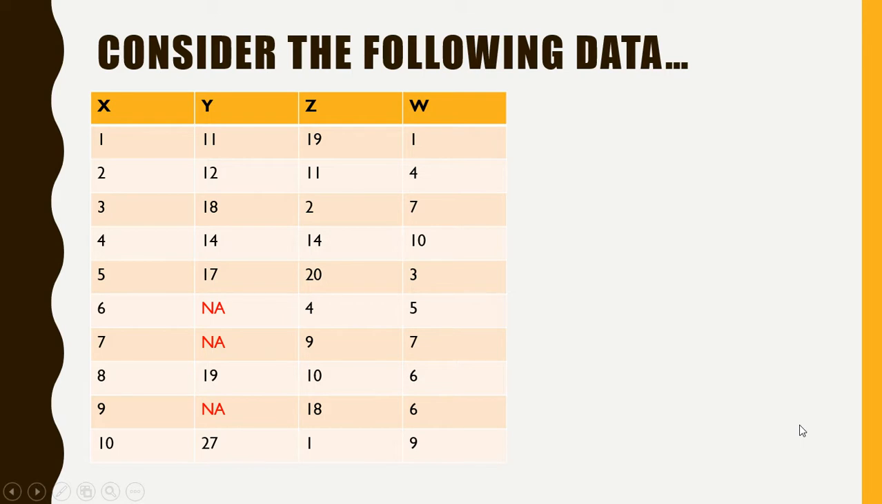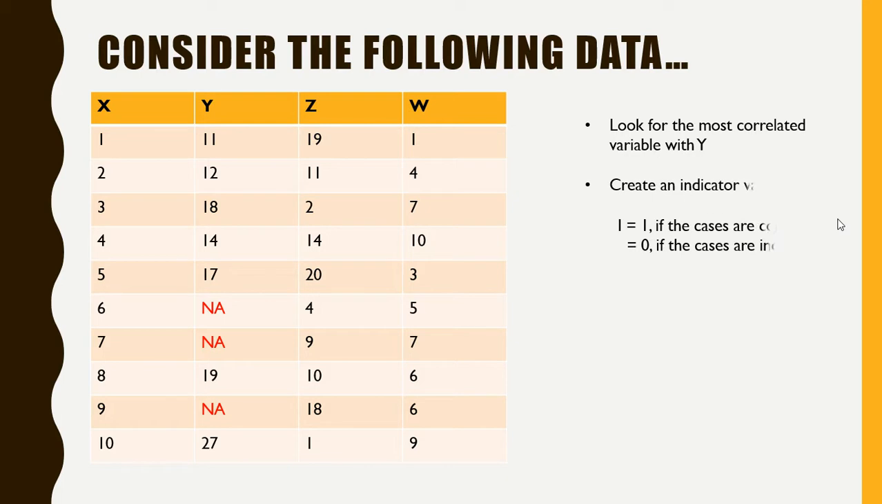Now, to impute the missing values of the variable y using simple linear regression, we are going to follow four main steps. First, look for the most correlated variable with y. Whether it is x, z or w, we have to figure out which one of these variables is the most correlated with y. Next, create an indicator variable I such that I takes the value 1 if the case is complete, or the value 0 if the case is incomplete.